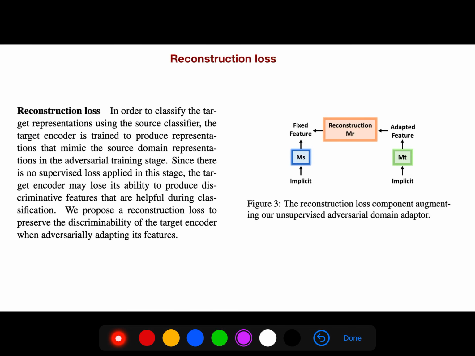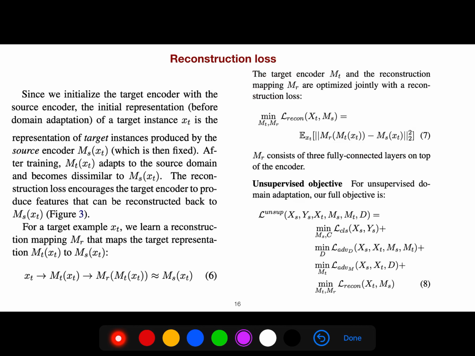And then we have reconstruction loss. In order to classify the target representation using the source classifier, the target encoder is trained to produce representations that mimic the source domain representation in an adversarial training stage. Since there is no supervised loss applied in this stage, the target encoder may lose its ability to produce discriminative features that are helpful during classification. We propose a reconstruction loss to preserve the discriminability of the target encoder when adversarially adapting its features.